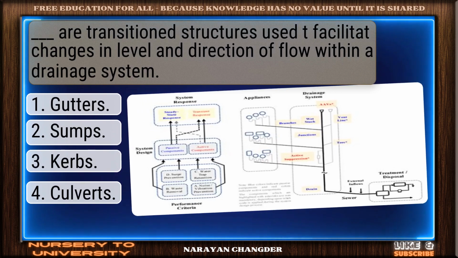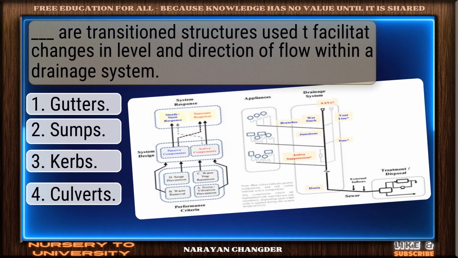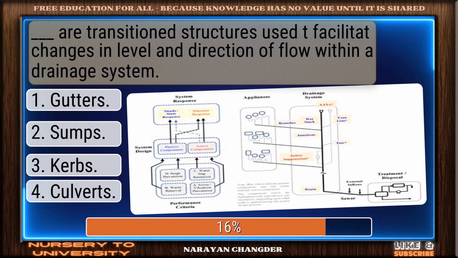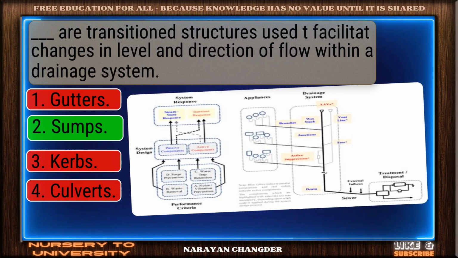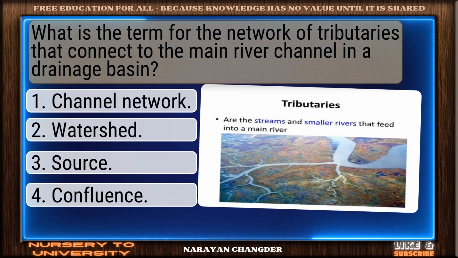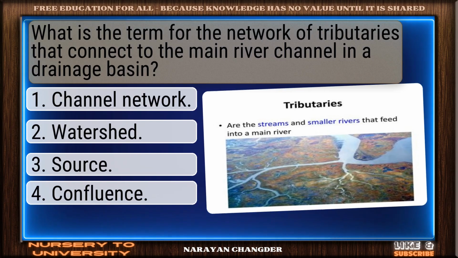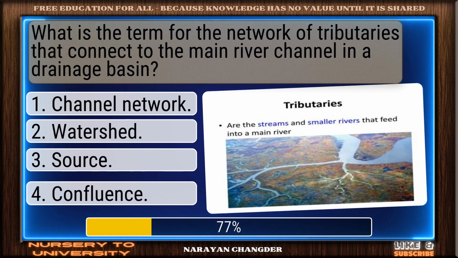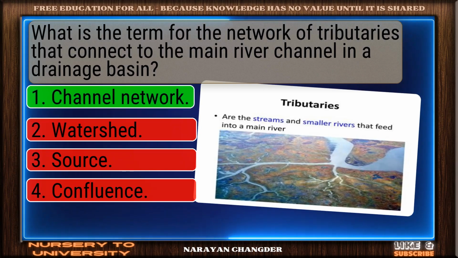Blank are transition structures used to facilitate changes in level and direction of flow within a drainage system. Great job. Sumps is the accurate answer. What is the term for the network of tributaries that connect to the main river channel in a drainage basin? Bravo. Channel network is the answer.